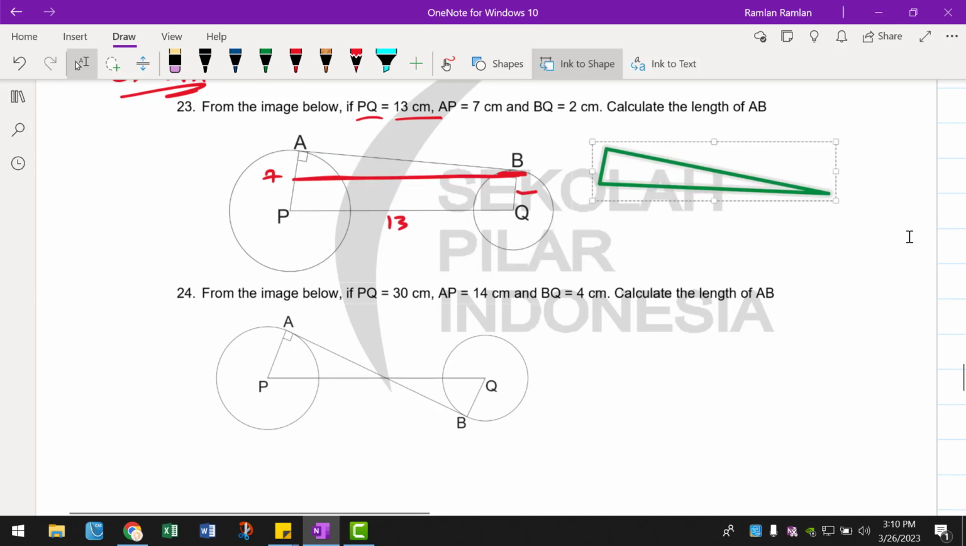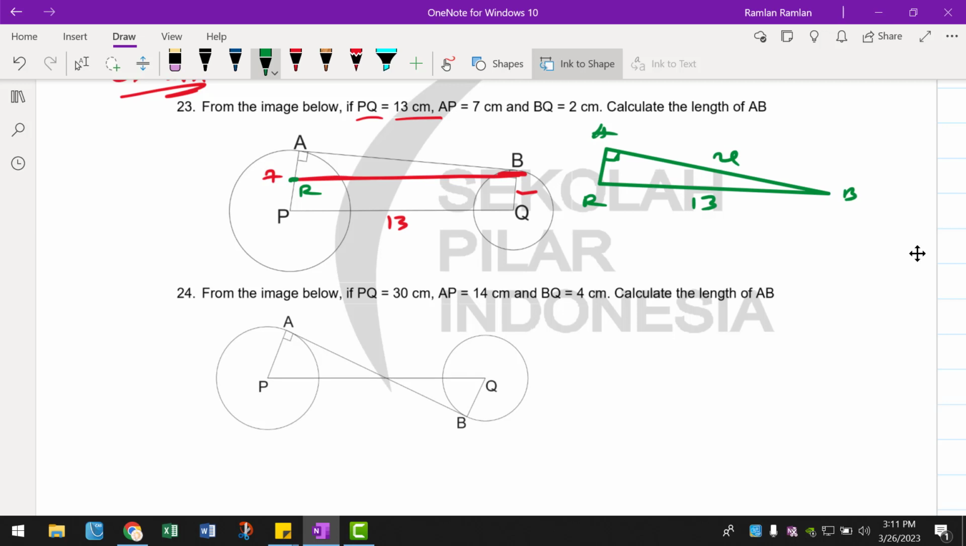Okay, so let me assume that that is A, B, and a point over here. Let's name that R, for example. Now we know that this line from R to B is actually the same as PQ, right? That will be just 13. This is what we're looking for, the AB, so let's name that X.